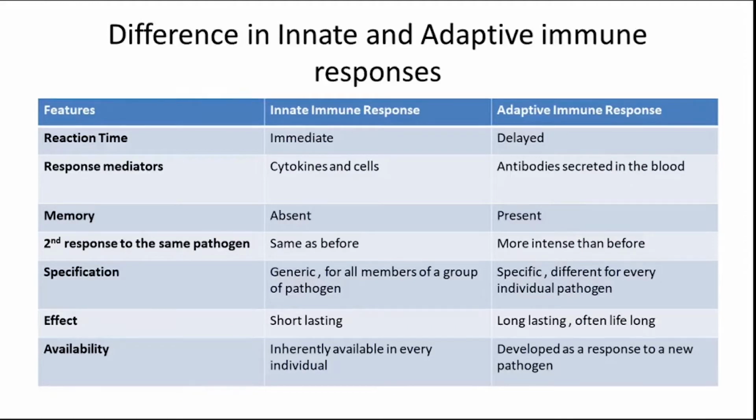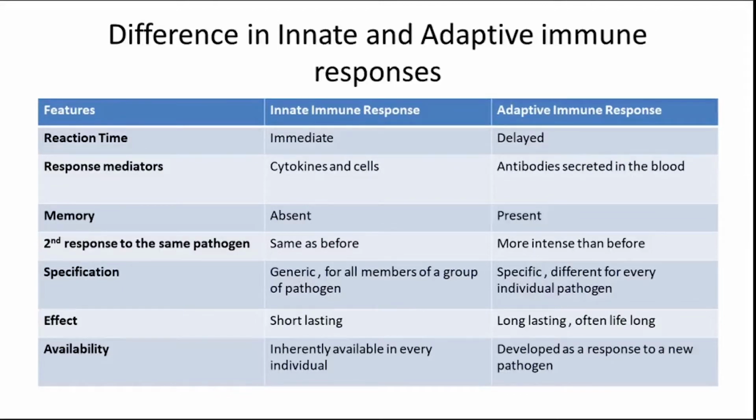The effect of the innate immune response is short-lasting. It remains for only a little time, whereas the adaptive immune response is long-lasting and may even last for the whole of life. So once you are infected with some kind of disease, possibly you are not going to get infected again, because you have already developed a lifelong immunity against that disease or that pathogen with the help of the adaptive immune response.